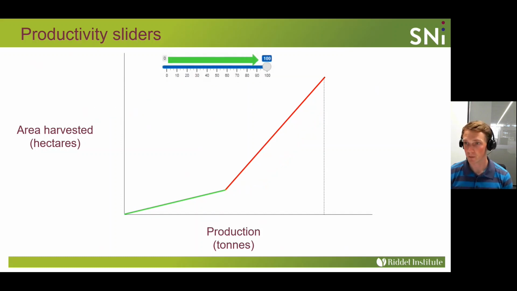Moving the slider to 100% brings all of the worst yielding half of production up to the efficiency of the best half. And these charts for each crop in the model can be viewed interactively under the Helpful tab.